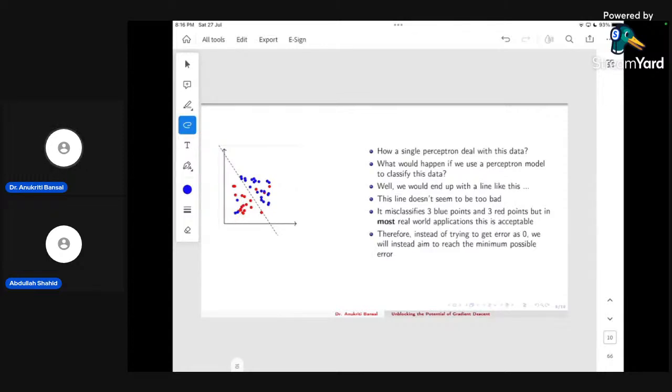Here we are not getting zero error, because due to these misclassifications here and here, I'm not able to classify all these examples correctly. There are 6 sample points which I was not able to classify properly, and there was an error for this. So there is no zero error here, but this is acceptable in most real world cases. In most real world cases, we don't get zero error, but we get almost close to zero error.